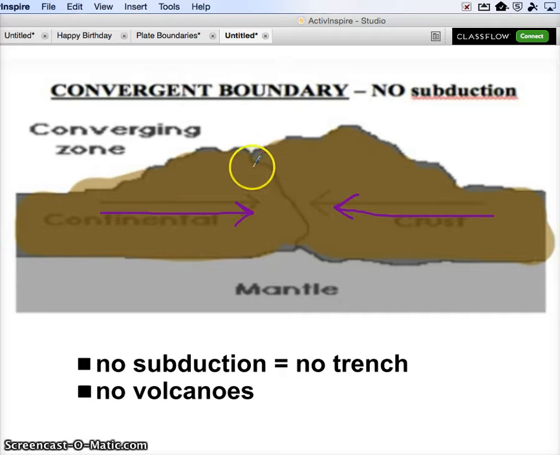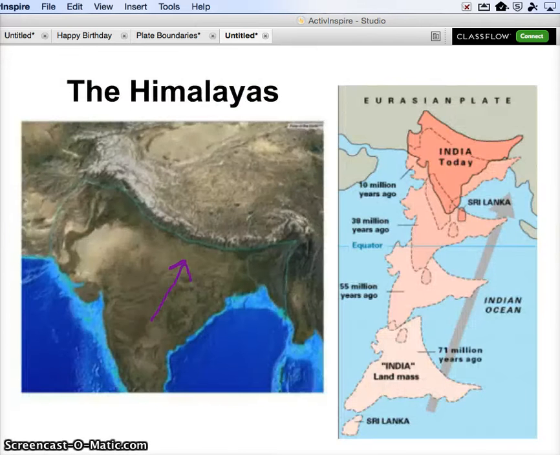The other feature you will have, however, are earthquakes. Since these plates are moving, they are colliding, you will get earthquakes all along the plate boundary. Remember, all plate boundaries have earthquake activity. So in this boundary, you mostly see earthquakes and mountains. No trench, no volcano.